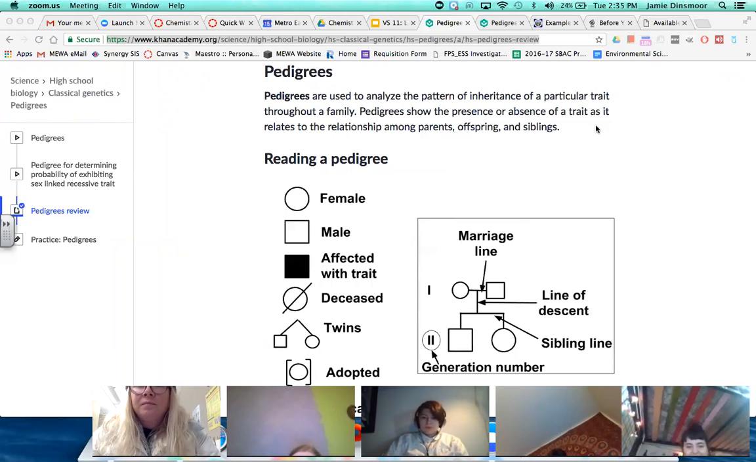Pedigrees are used to analyze the pattern of inheritance of a particular trait throughout a family. Pedigrees show the presence or absence of a trait as it relates to the relationship among parents, offspring, and siblings.